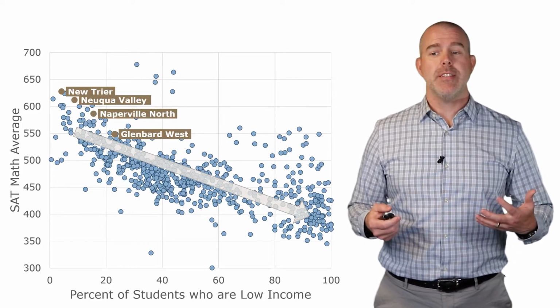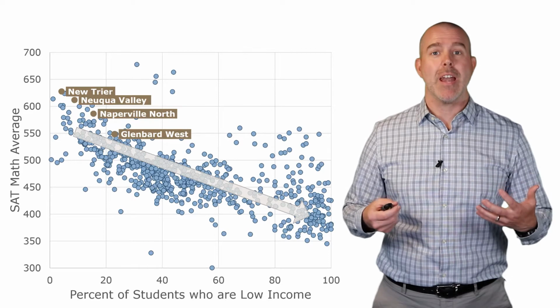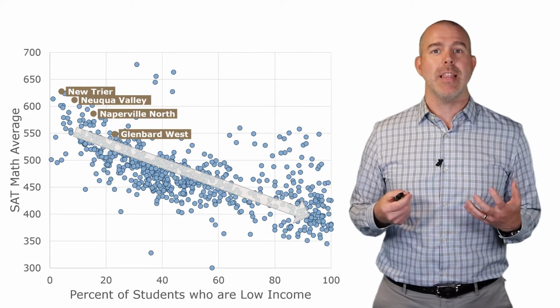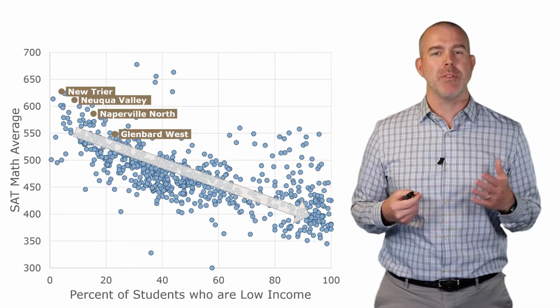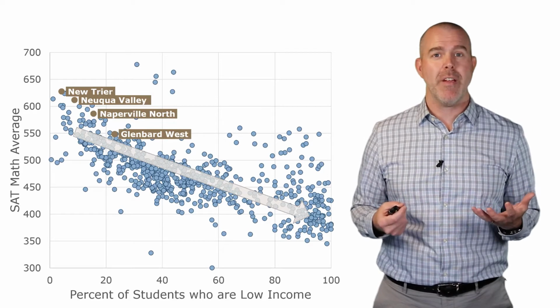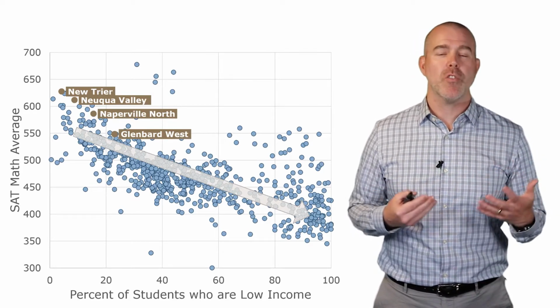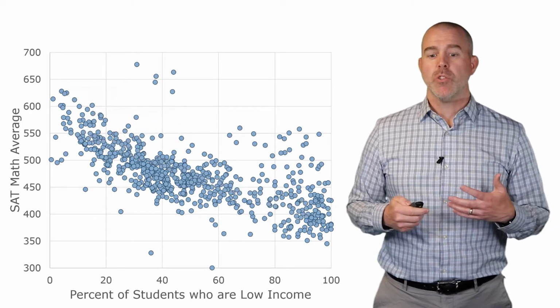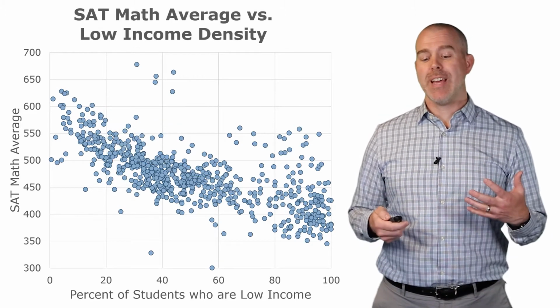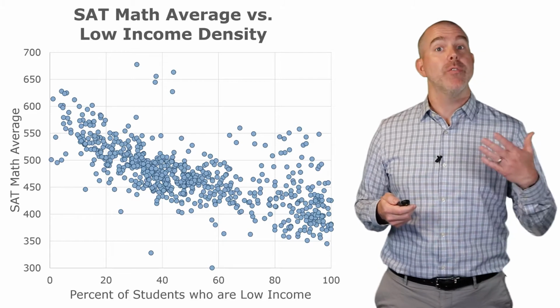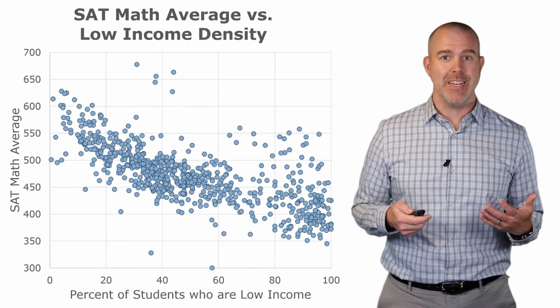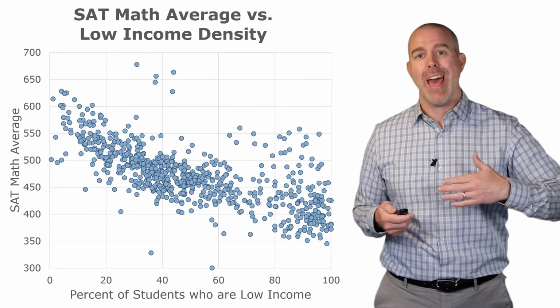And what this is here, this is called a scatter plot. And scatter plots allow us to look at relationships between two quantitative variables, bivariate data, two variables. It lets us look for relationships there. So what we have, this graph, we could title this the SAT math average versus the low income density. So it's a Y versus an X.